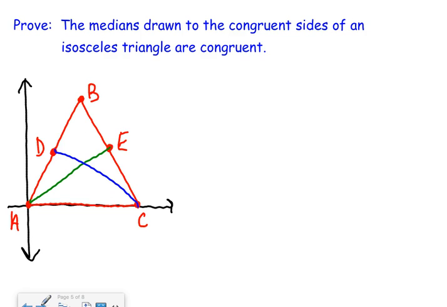Focus. So your job is to show that AE is congruent to DC. How? Okay, so we need to label our coordinates here. So what would A be? Let's start with the easy one. 0, 0.